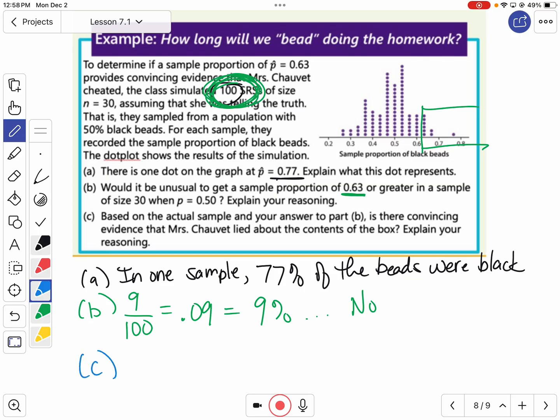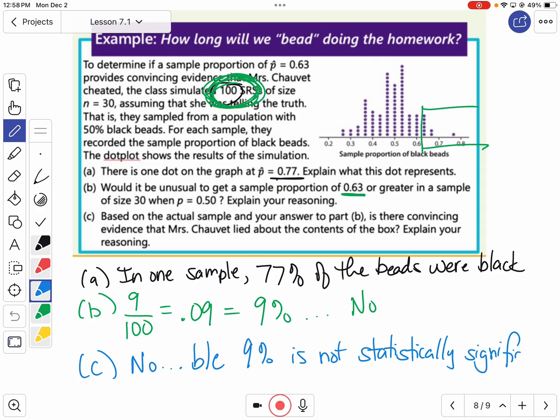And then on part C, it says, based on the actual sample in your answer to part B, is there convincing evidence that she lied about the box? And then we're going to say no, because 9% is not statistically significant. It doesn't meet that 5% requirement.